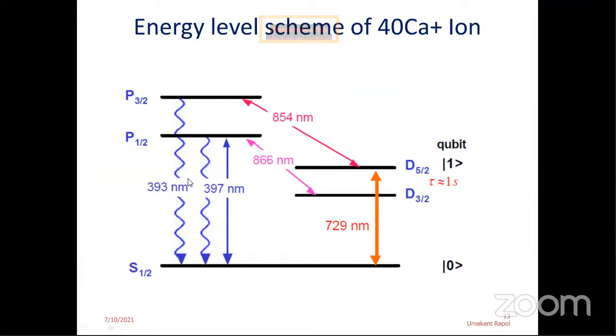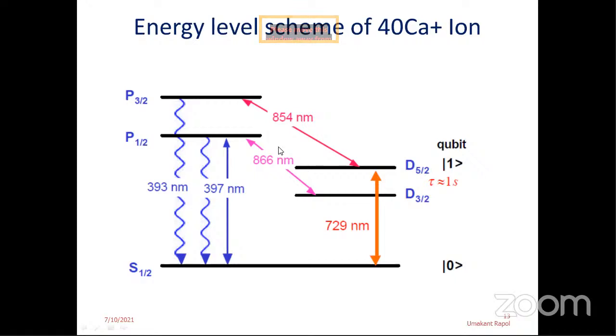Now, these are some more details. The 393 nanometer and 397 nanometer are the transitions which are used for laser cooling these ions. And then the 866 and 854 nanometer lasers are used to clear these D levels when there is laser cooling. When there is a transition which is driven, there is some probability of the excited state decaying into these. So these are cleared with 854 and 866 nanometers.